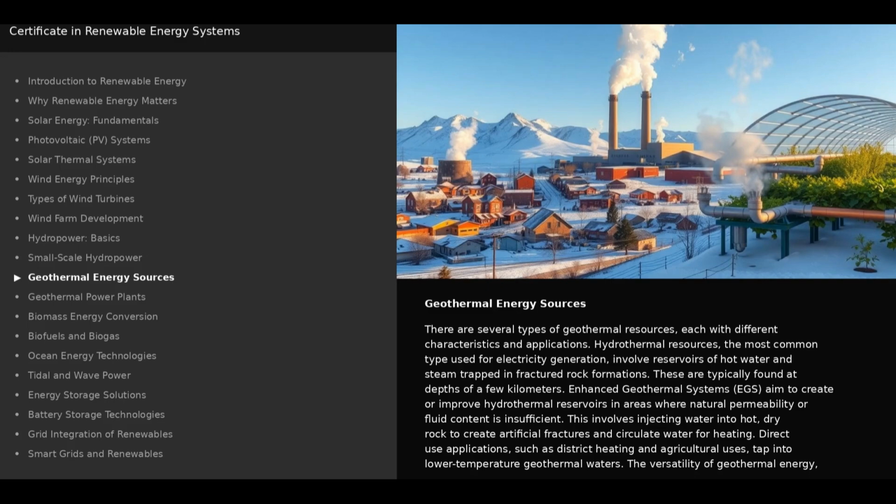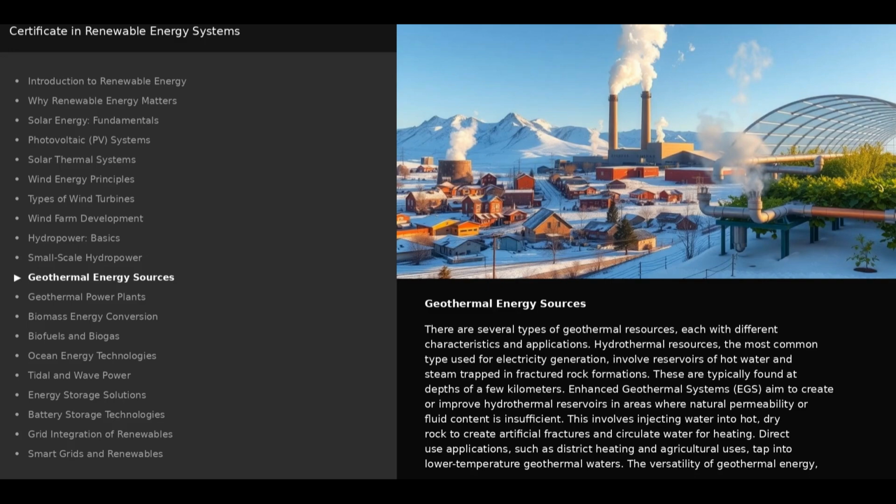Hydrothermal resources, the most common type used for electricity generation, involve reservoirs of hot water and steam trapped in fractured rock formations. These are typically found at depths of a few kilometers. Enhanced geothermal systems, EGS, aim to create or improve hydrothermal reservoirs in areas where natural permeability or fluid content is insufficient. This involves injecting water into hot, dry rock to create artificial fractures and circulate water for heating.